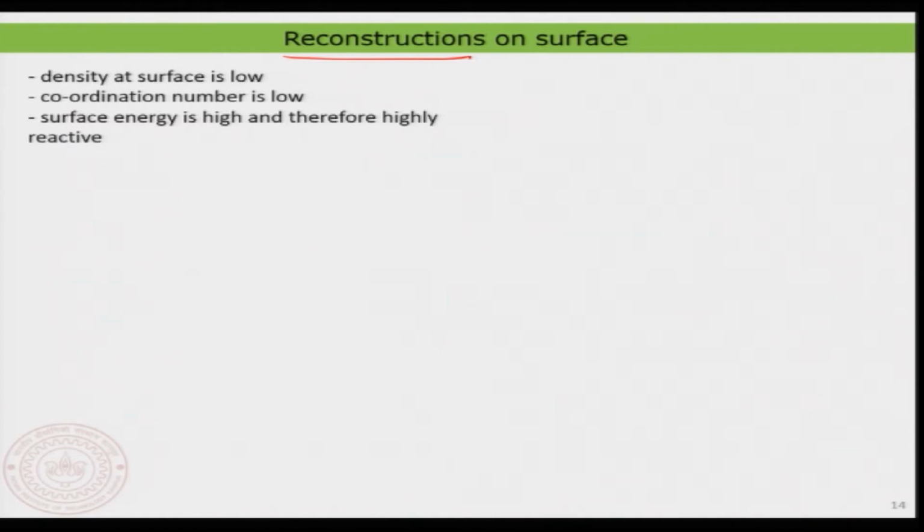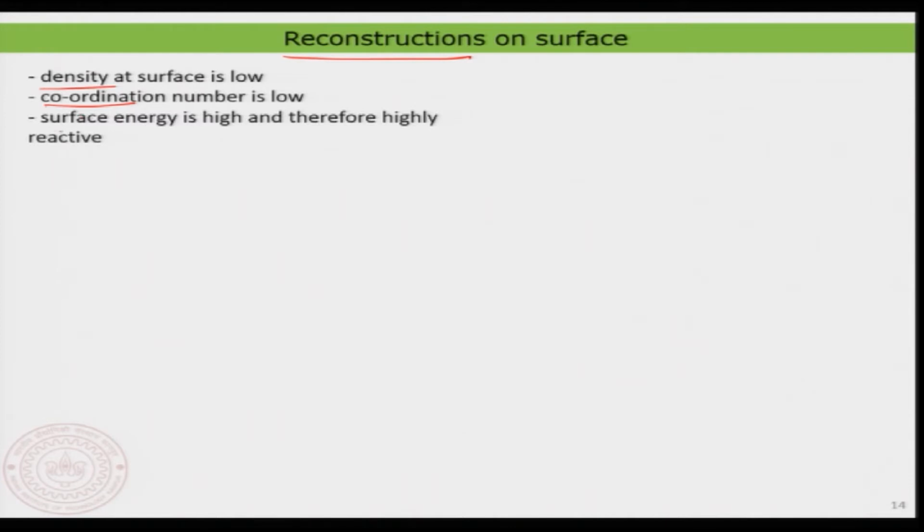You would obviously say that compared to the bulk, the atoms on the surface have low coordination, right, and also the density of the atoms on the surface is much less compared to the bulk. This is very obvious by just looking at different surfaces. So the problem is that, due to the fact that they are low coordinated and the density is low, the surface energy is just shooting up. The surface energy is very high due to the fact that you have low coordination.